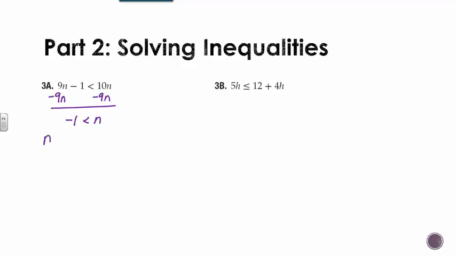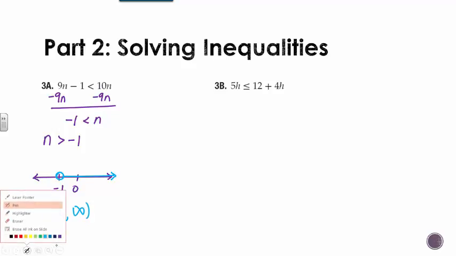So I'm going to rewrite this as n is greater than negative 1, and then I'm going to graph it, and then write it in interval notation. For my graph, I have an open circle at negative 1, and I want all the numbers bigger, so I'm going to go this way. When I read this, I start at negative 1, and I go to infinity.